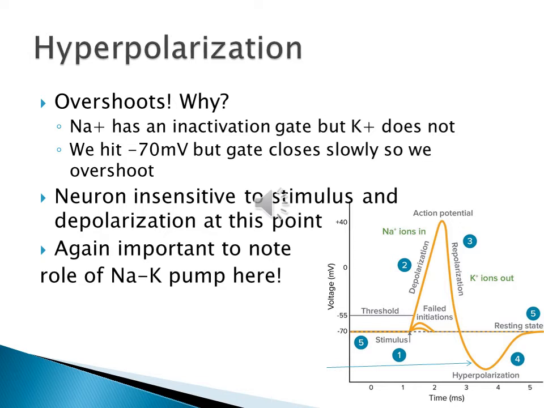So remember, repolarization restores resting electrical conditions of the neuron, but we still have to restore our resting ionic conditions, which is going to be done by the sodium-potassium pump. So while the neuron is insensitive to stimulus and depolarization at this point, we've reset our resting electrical condition. We've got to finish the resting ionic condition. So your sodium-potassium pump is going to help balance us back out.